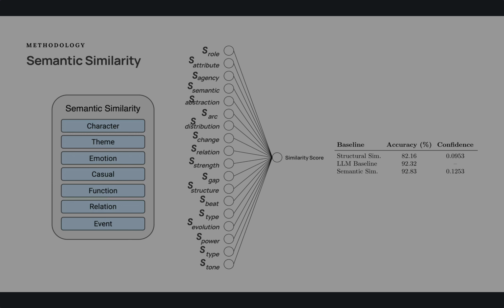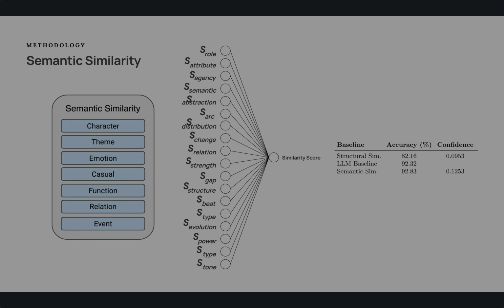When tested across the dataset, semantic similarity achieves an accuracy of 92.83%, outperforming the one-shot LLM baseline, while also improving on the confidence by 0.03 as compared to the structural baseline. This shows that integrating facet-wise semantic information enables the model to capture deeper narrative correspondence.